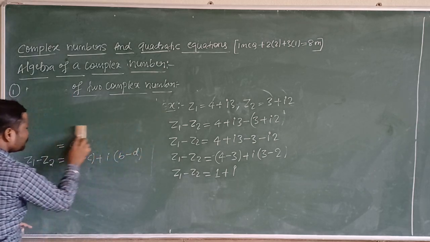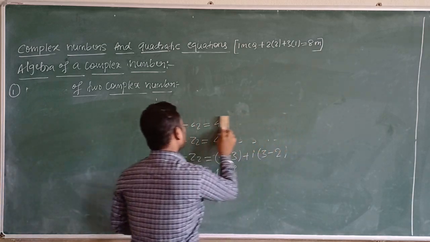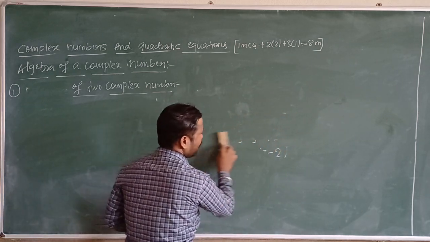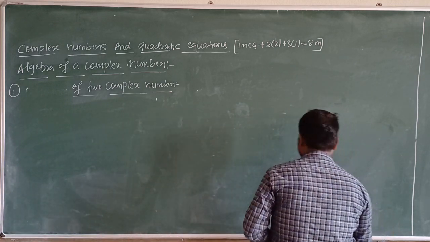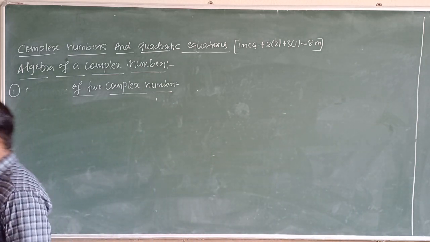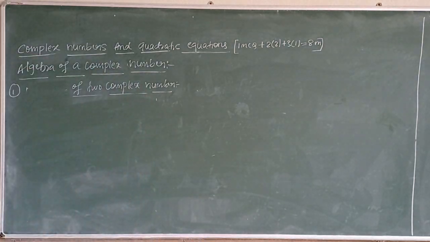Now, take the next, third operation, which is multiplication. Now the third operation is multiplications. What did we do so far? Only additions and then subtractions. Then go for multiplications of two complex numbers.